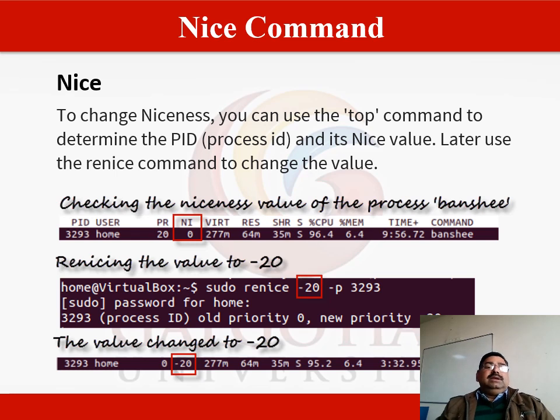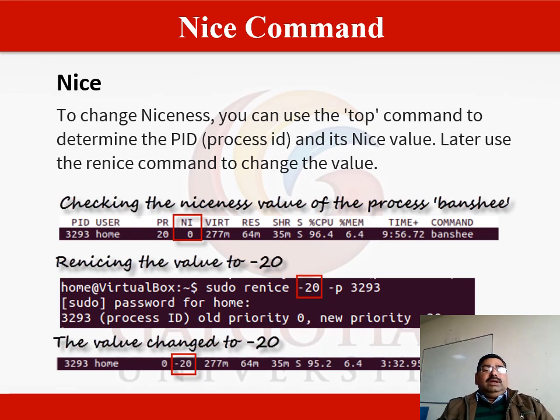So we are checking the niceness value of the process Bansi. This is the command name Bansi, for the audio file. Now renicing the value to -20. Again we are changing the priority value of this process to -20. In this command, check this: sudo renice -20 -p for the process ID 3293. You can view the message after executing this command, and it will ask for the password. Then you can change the priority of the process.